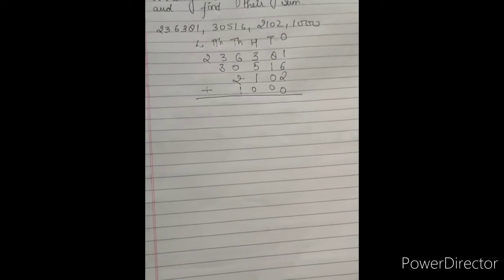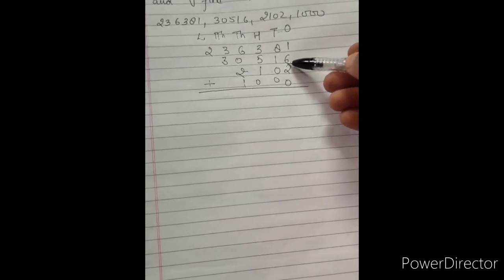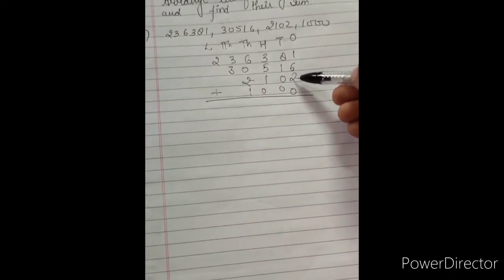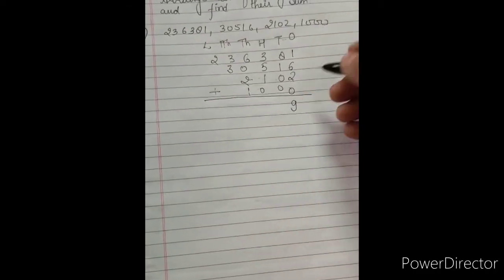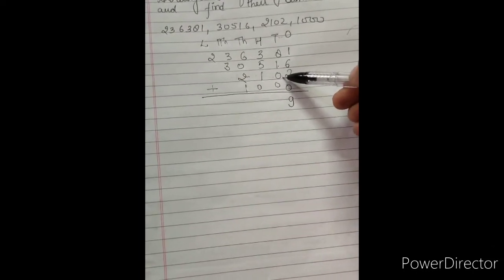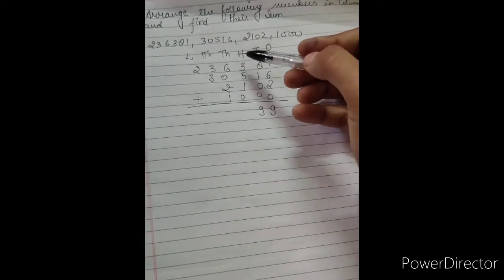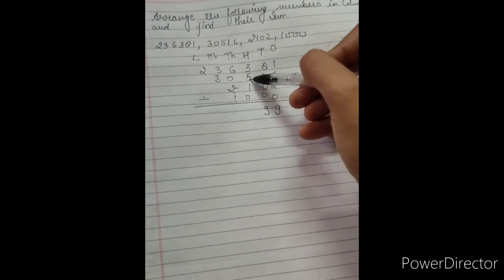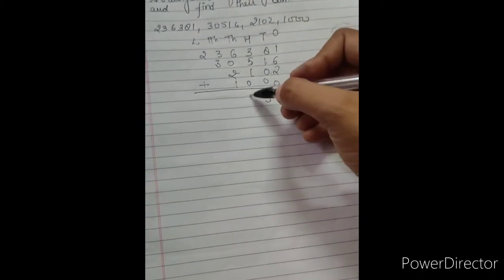Now adding column wise. Yes, step 1 is adding ones. 1 plus 6 is 7, 7 plus 2 is 9, and 9 plus 0 is 9. So write 9 under the ones column. Now adding tens. 8 plus 1 is 9, 9 plus 0 is 9, and 9 plus 0 is 9. So write 9 under the tens column. Now adding 100. 3 plus 5 is 8, and 8 plus 1 is 9, and 9 plus 0 is 9.